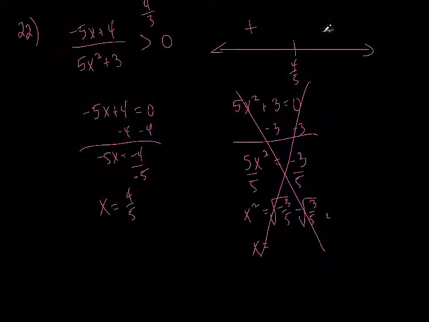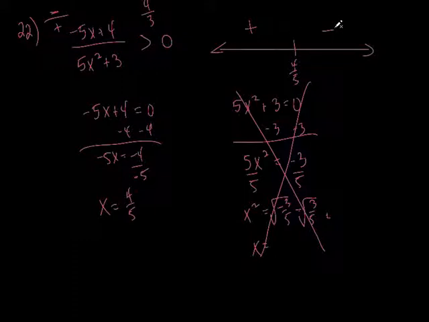Just for fun, let's plug in a number just to make sure. A 1, right? So 1 is to the right, isn't it? So let's plug that in. -5 times 1 is -5 plus 4 is -1, right? We'll put a negative. Let's put a 1 in for this. 1 squared is 1 times 5 is 5 plus 3 is 8, which is what? Positive. What's negative over positive? It's negative, isn't it? So it does work.